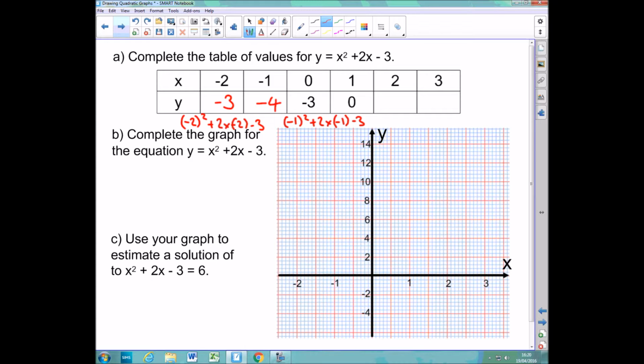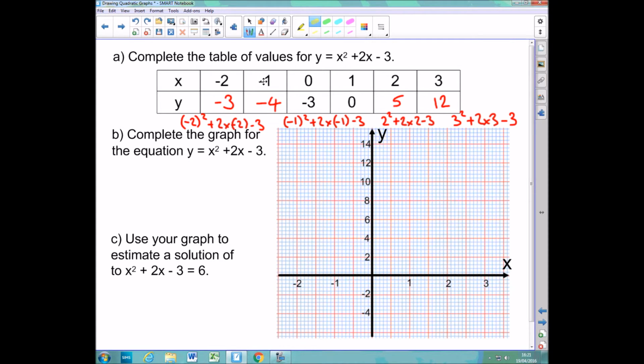Now over here we have when x is 2, 2 squared plus 2 times 2 minus 3. So 2 squared is 4, plus 2 times 2, which is 4. So 4 plus 4 is 8. Minus 3 is 5. And finally, when x is 3, we have 3 squared plus 2 times 3 minus 3. And 3 squared is 9. 2 times 3 is 6. So 9 plus 6 is 15. Minus 3 is 12.